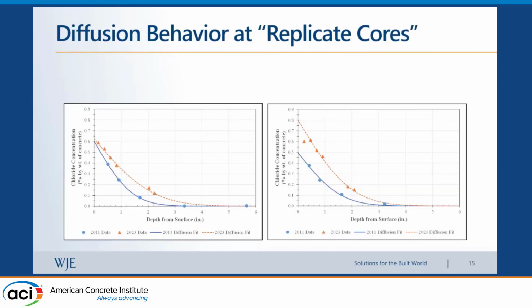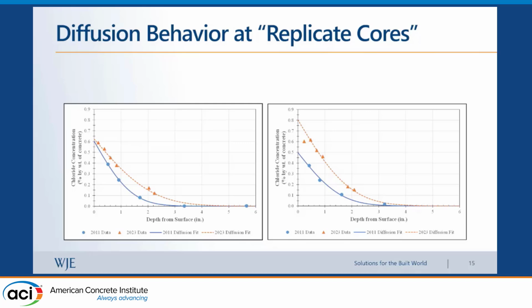And then looking at the replicate cores. So remember those cores where we went back later, 10 years later, and we collected cores right adjacent to the older ones to see how the chloride profile changes. And we have seen typically performance similar to the left figure here, where we have seen that the surface chloride concentration didn't increase much, considering also the age of the structures when we did those investigations.